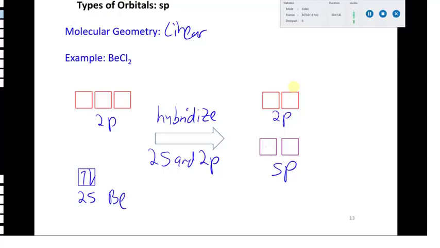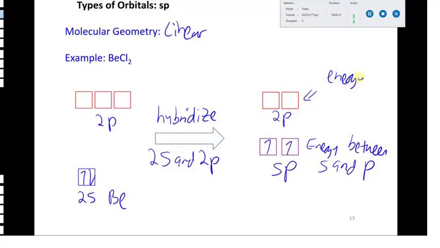And now when we fill the electrons in here, each of the two hybrid orbitals is going to have one unpaired electron, because the two hybrid orbitals end up at exactly the same energy, and the two electrons, because of Hund's rule, arrange themselves like this. So the energy of this sp orbital is between that of s and p, and the energy of the unhybridized orbitals is going to be unperturbed, and these aren't actually going to be used in the bonding at all.